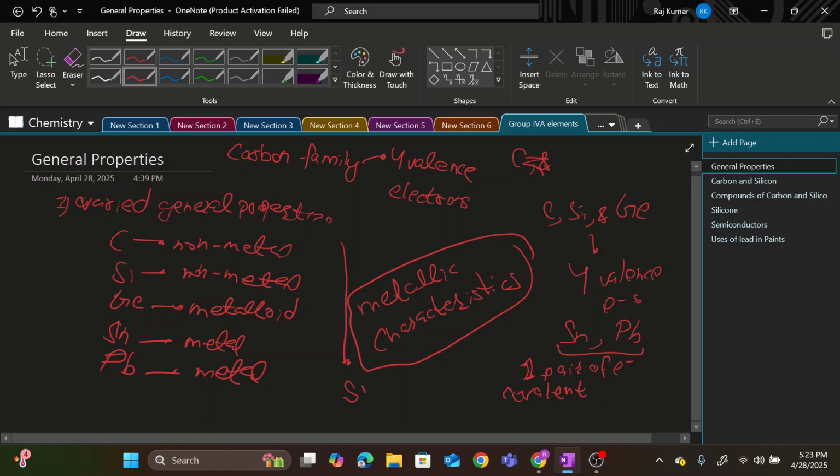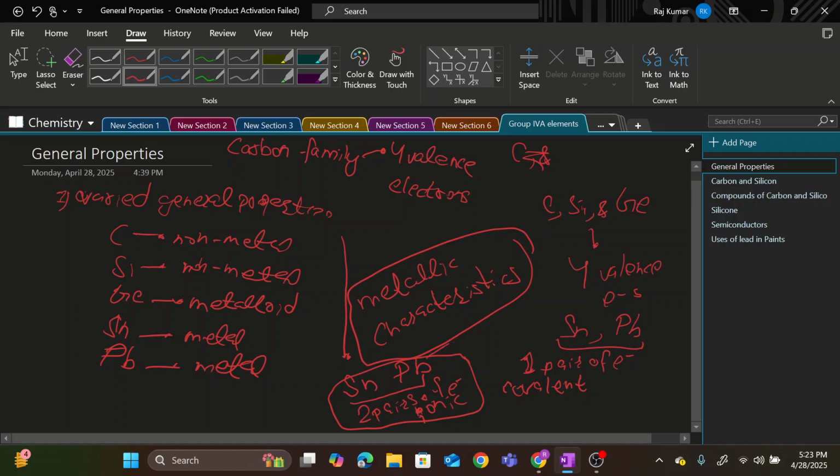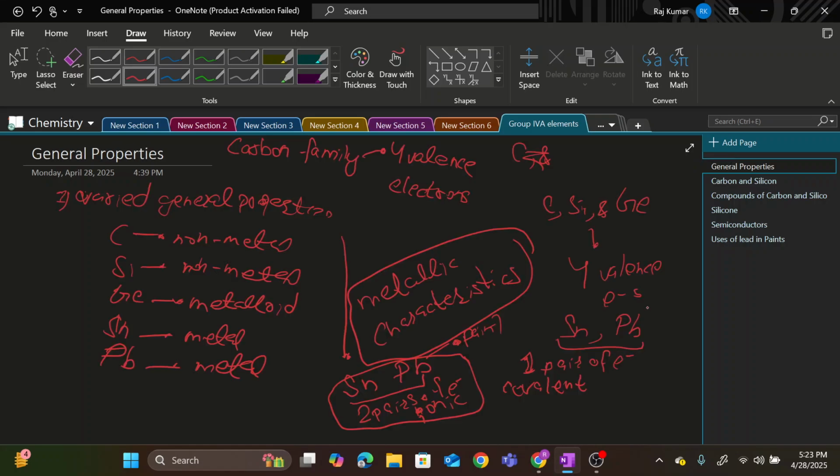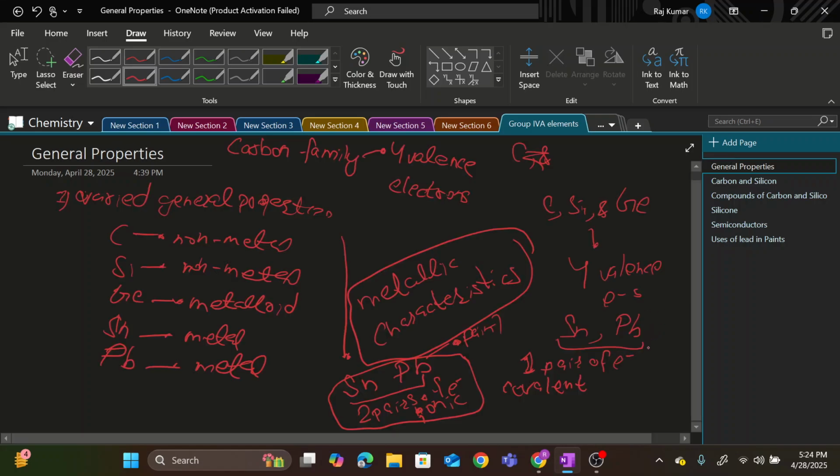But when two pairs of electrons are participating, then they form stannic or plumbic compounds that are ionic, and they act as ionic. So this is an important thing. Plumbum has a very important role in paint making, so we are going to look into that as well. All right. So these are some important things.